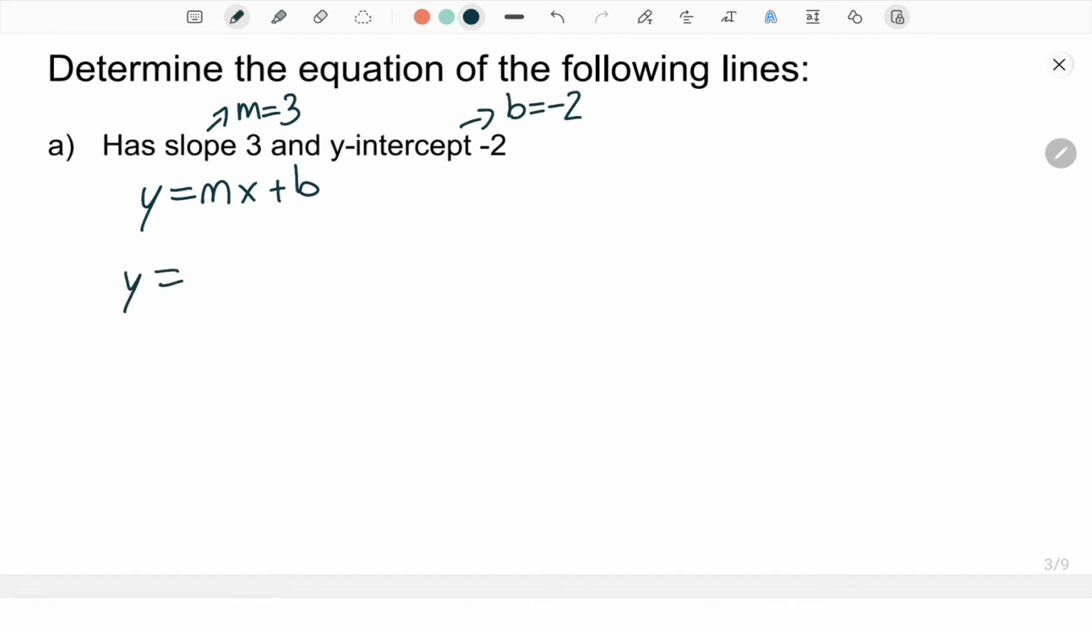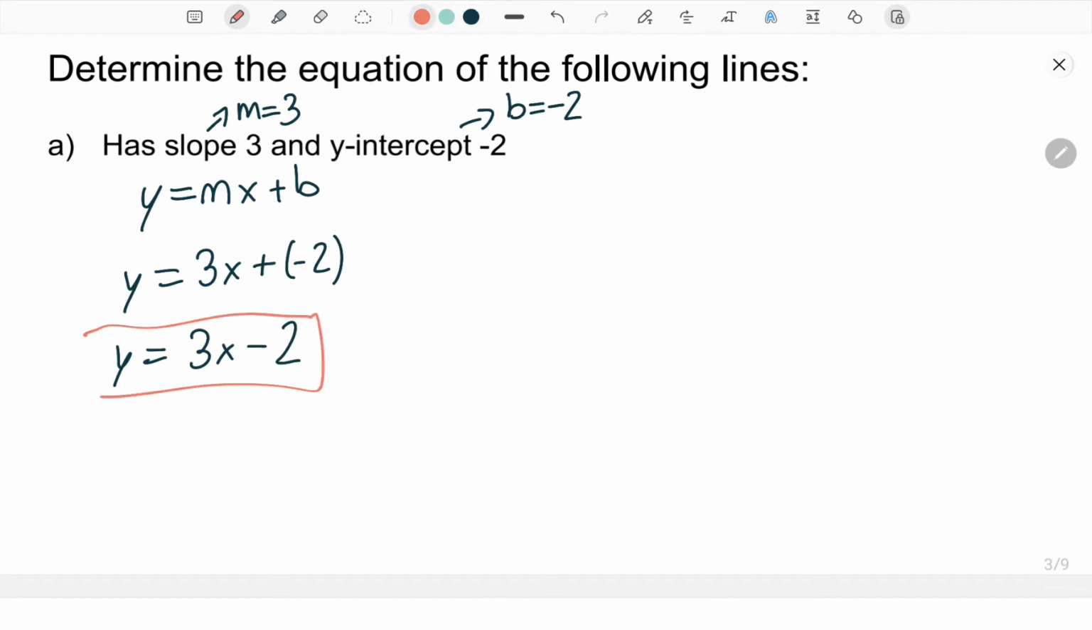So we can just place those numbers into the equation. For m, replace it with 3, leave the x there. And for b, replace it with -2. And since we have a negative there, we can actually simplify this just one more step. Instead of saying plus -2, you can just right away go to -2. And there we have our equation of the line.